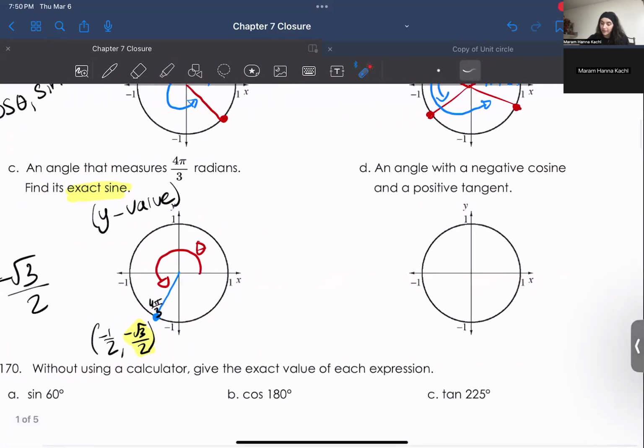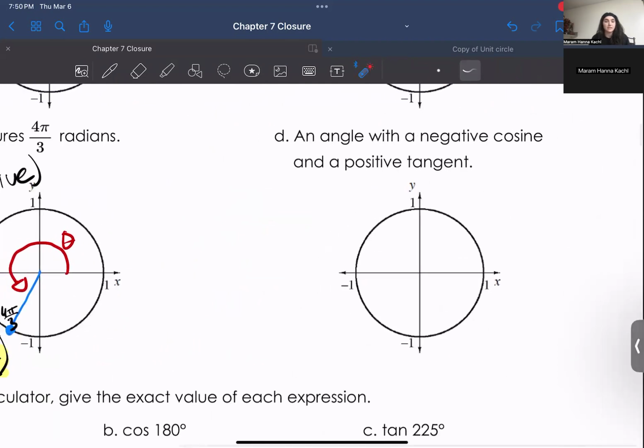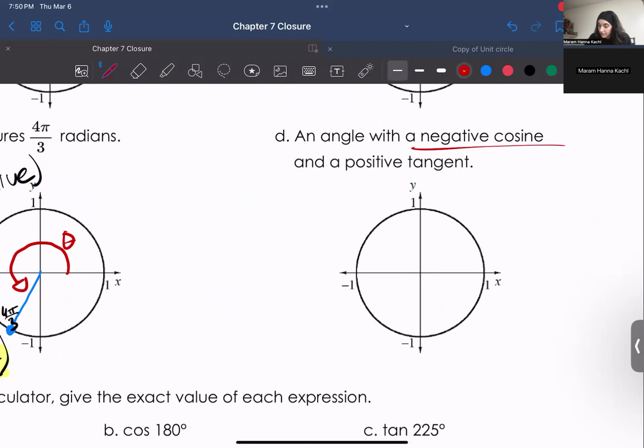D says an angle with a negative cosine and a positive tangent. So let's talk about where a negative cosine or a negative x value would be in general. Again, if I'm starting at 0, 0, going left and right are my x values. If it's going to be negative, then I'm going to want to go towards the left. Now, that means I could either be up here in this quadrant or down here.